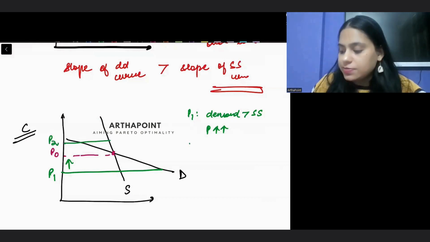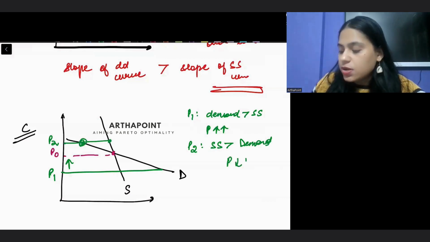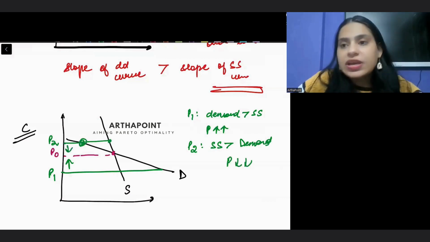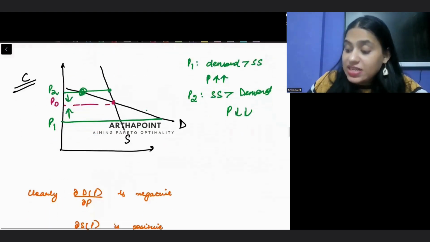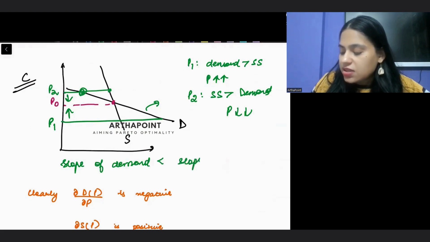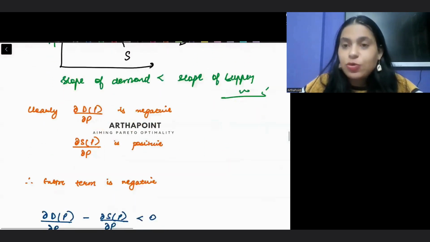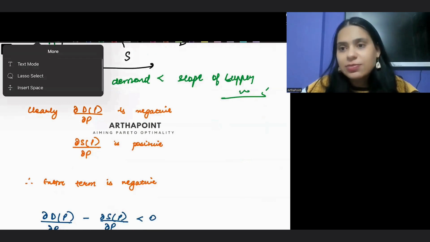What happens at P2, beta? At P2, supply is more than demand. What will happen? Price will decrease over time. So you will again reach your equilibrium. So we have again proved, so demand is flatter. That means that the slope of demand curve is less than the slope of supply curve. So here also again, we have proved the same thing yet again, right? This was a graphical approach.